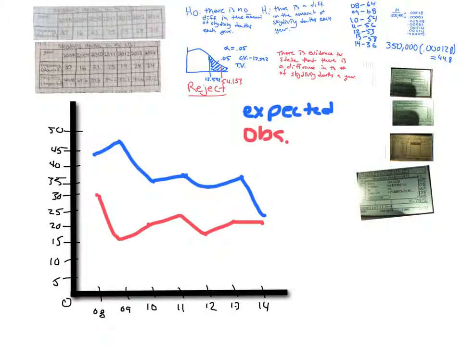With this graph, you can clearly tell there's a difference between the expected and observed. This is my problem for chapter 11.1. Thank you.